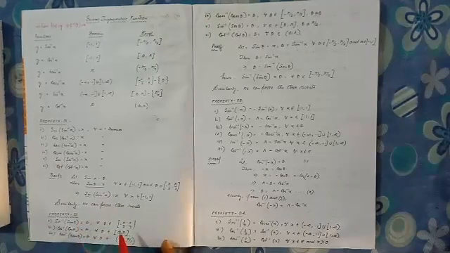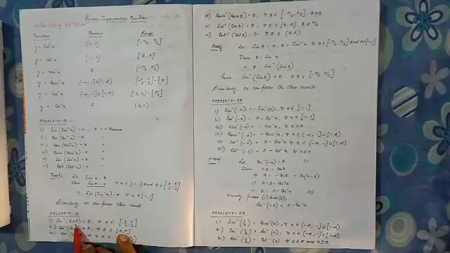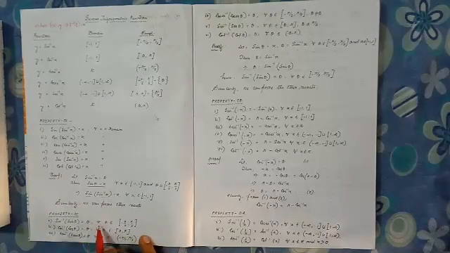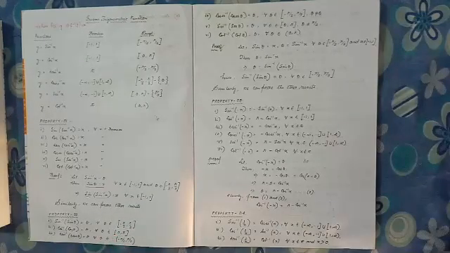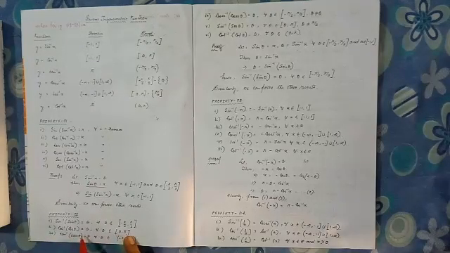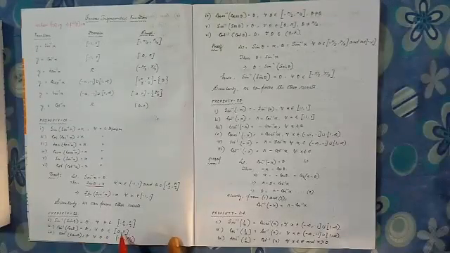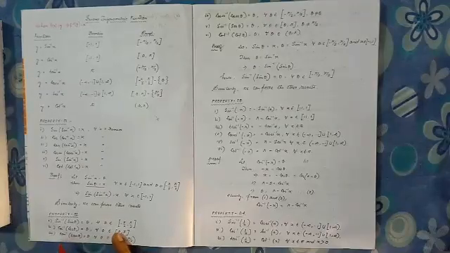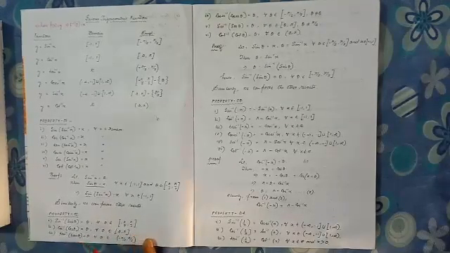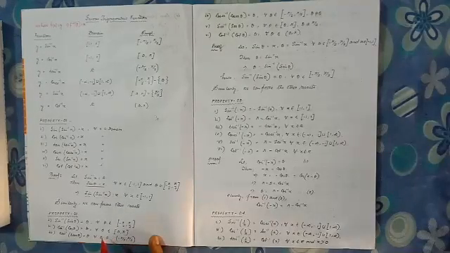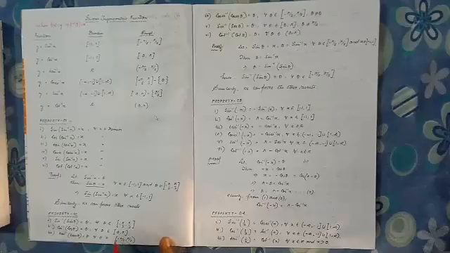Now property 2. sin⁻¹(sin θ) is equal to θ for all θ belongs to the closed interval [-π/2, π/2]. cos⁻¹(cos θ) is equal to θ for all θ belongs to the closed interval [0, π/2], sorry, 0 to π. Then tan⁻¹(tan θ) is equal to θ for all θ belongs to the open interval (-π/2, π/2).